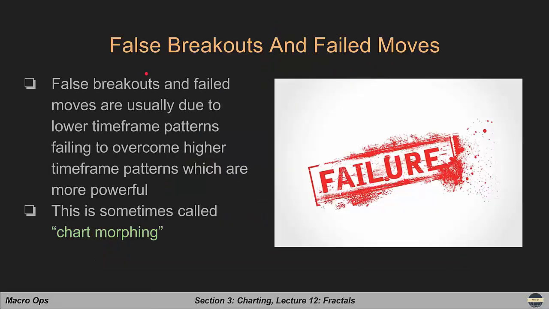So what ends up happening is those large institutions, because they're operating on a larger time frame, they cause the false breakouts and failed moves on the lower time frames. And we call this chart morphing.